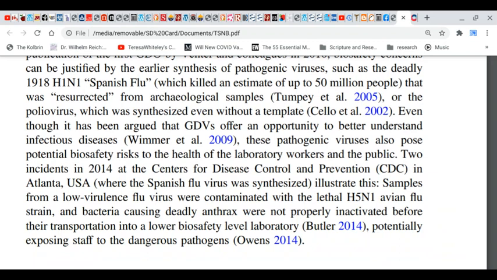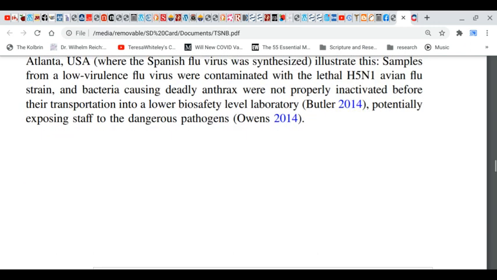Two incidents in 2014 at the Centers for Disease Control and Prevention in Atlanta, USA, where the Spanish flu virus was synthesized, illustrate this. Samples from a low virulence flu virus were contaminated with the lethal H5N1 avian flu strain. And bacteria causing deadly anthrax were not properly inactivated before their transportation to a lower biosafety level laboratory, potentially exposing staff to the dangerous pathogens.